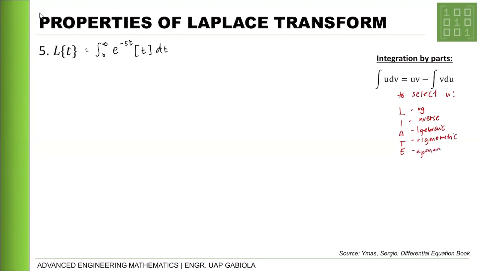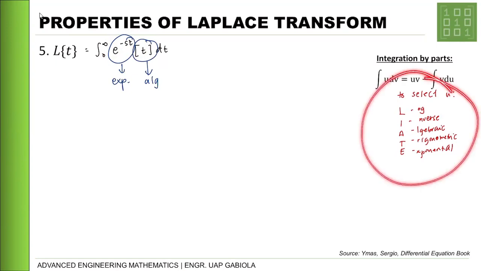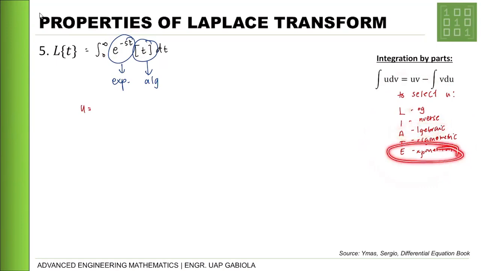Okay? So, this means, given our current equation, we have e^(-st) and t. So, e^(-st) is an exponential, and t is algebraic. So, using our guide here, what we take as u is, the one that comes first is LIATE. So, algebraic comes before exponential, no? So, the algebraic is what we will take as t. Okay? And our dv is what remains.